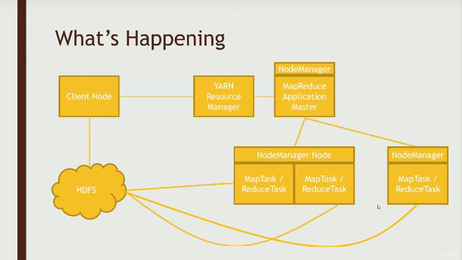So what's the anatomy of a MapReduce job? You actually kick off your job from a client node. Some terminal prompt somewhere that you have open is kicking off this MapReduce job on a PC on your cluster, right? And the first thing that happens is that it goes and talks to the YARN resource manager.